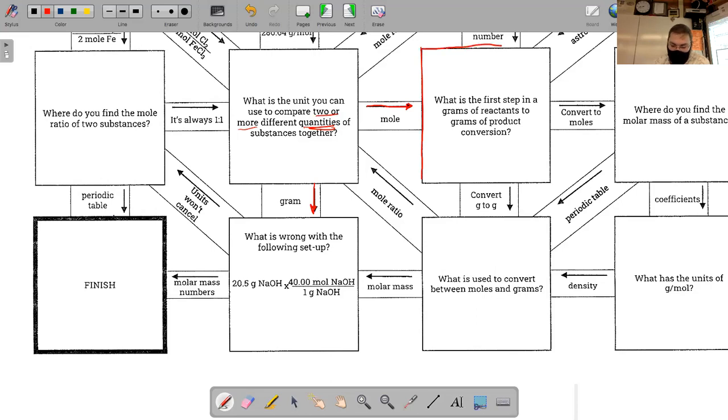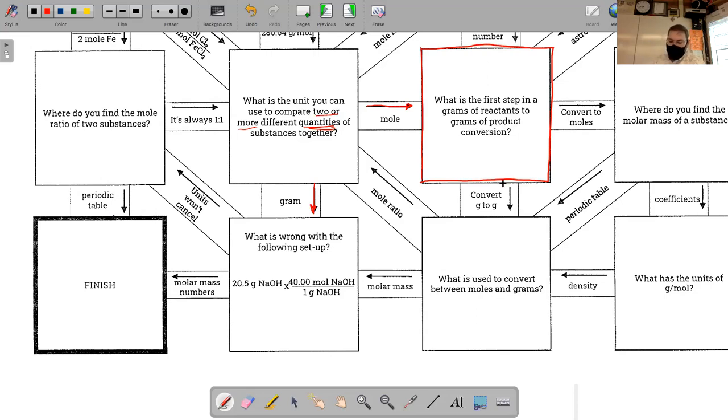So this is the next box. And from this box, we only have two choices. We can either go to the right or go down. Going to the left is not a choice. Going up is not a choice. Going to the right or going down is a choice.